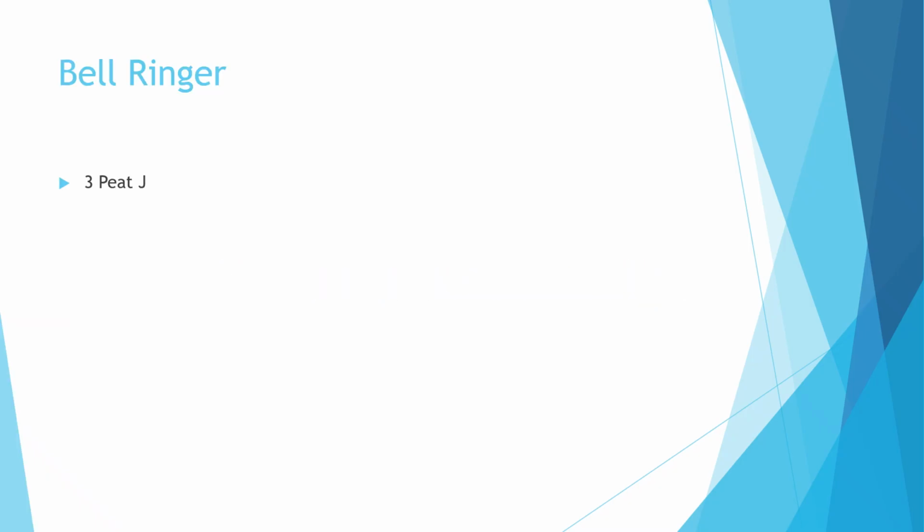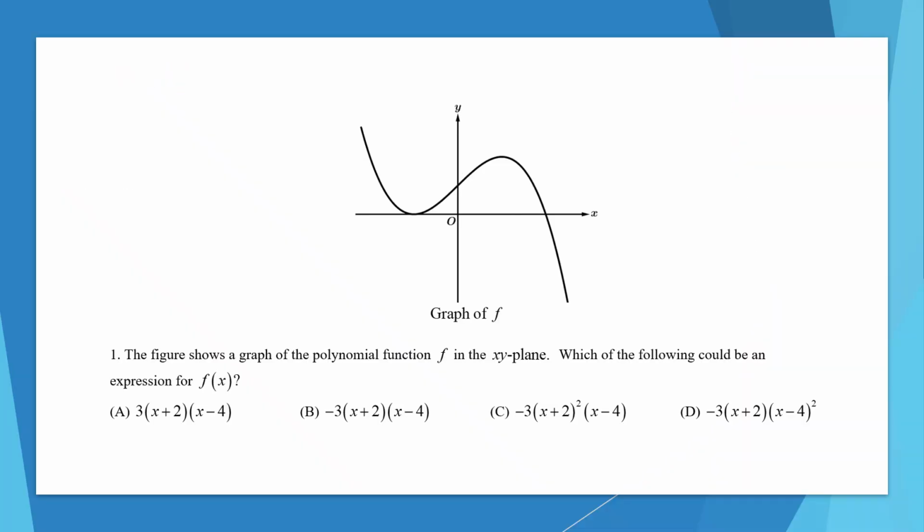Pause the video if you haven't done the bell ringer, because I'm about to go over 3-peat J right now. All right, so here we have a graph of a polynomial function f. Which of the following equations could be a possible expression for f of x?